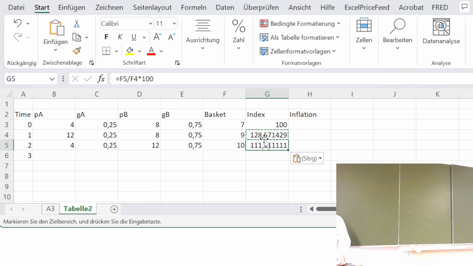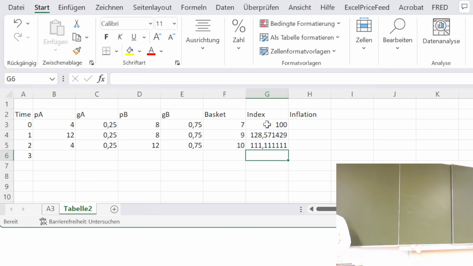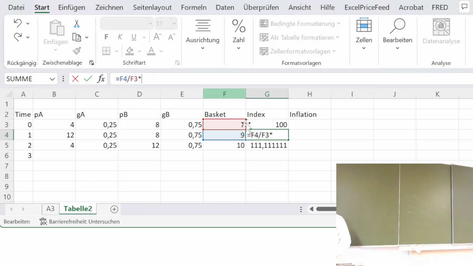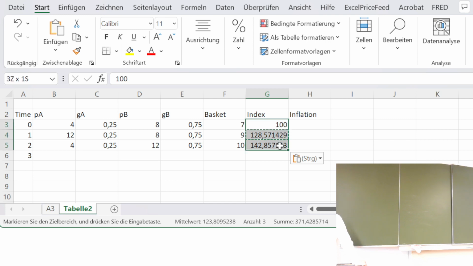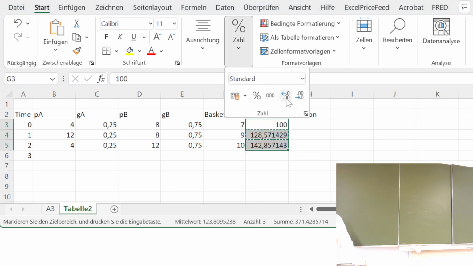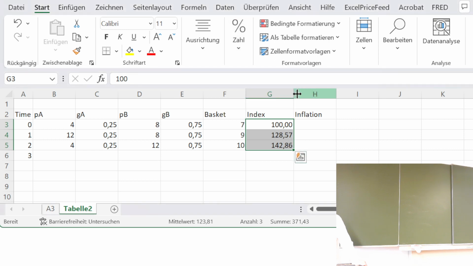Oops, sorry. Not 100. I have to take the former value here, this one. Because here, I have to change the 100, not typing it, because then it would be fixed. And then I have the 142. So, and inflation.